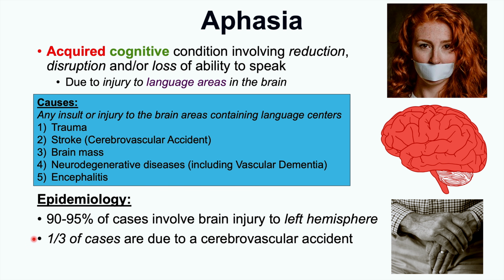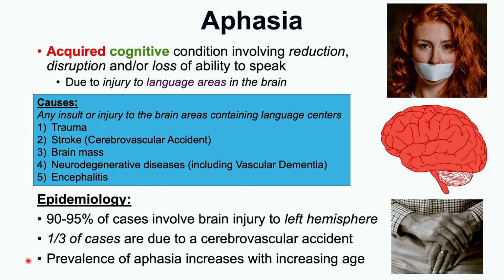It's also important to note that a third of cases of aphasia are due to a cerebrovascular accident or a stroke. So stroke is going to be a very important cause of aphasia. And then the prevalence of aphasia increases with increasing age because these types of causes increase in prevalence as a patient ages. So for instance, with a stroke or a brain mass or other neurodegenerative diseases, we're going to see the prevalence of aphasia increasing with increasing age because of the increased prevalence of these other conditions we just mentioned.